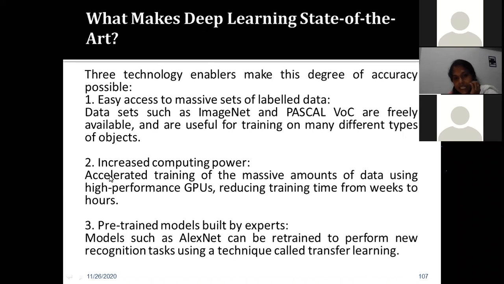Next one is increased computing power. This is possible only with high performance GPUs. And with this, we can reduce the training time from weeks to hours.